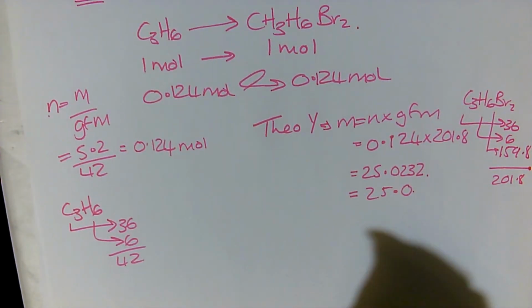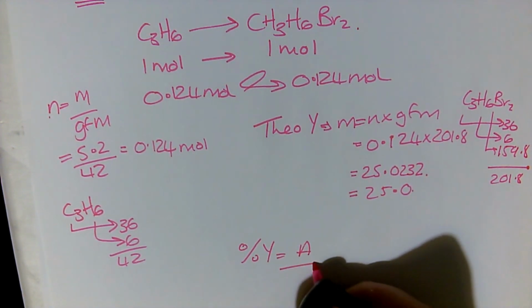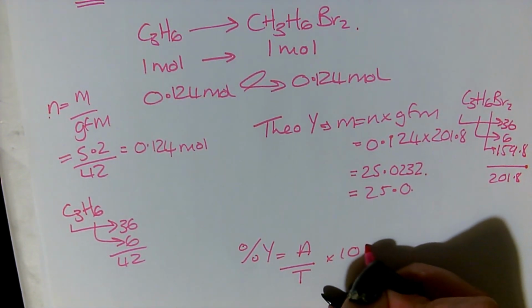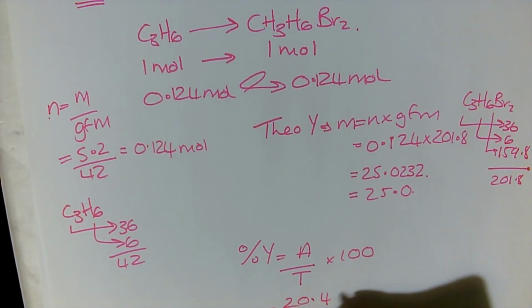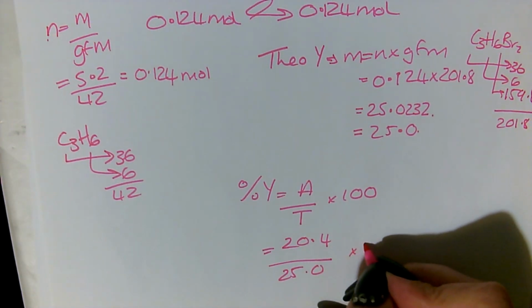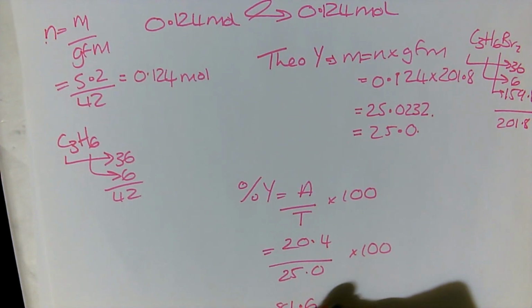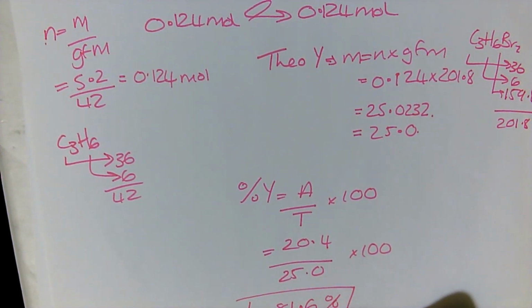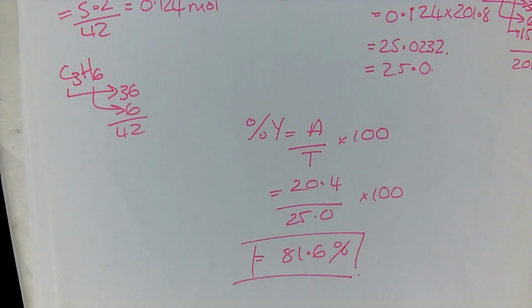So if we come down here, we can do our percentage yield equals our actual yield divided by our theoretical yield times 100. So our actual yield from the question is 20.4 grams. Our theoretical yield is 25.0. And then we're multiplying that answer by 100, and that should give you a percentage yield of 81.6%. 81.6% for that calculation.